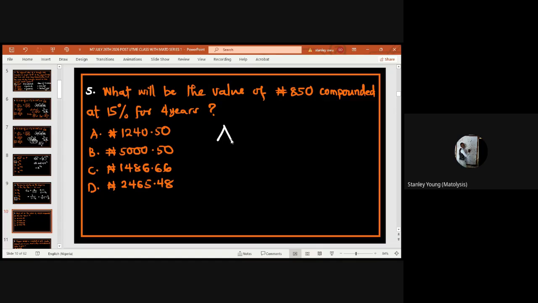For compound interest, I'll just give you a straightforward formula. The amount is going to be equal to the principal times 1 plus R, raised to the power of n. The n in this case is the number of cycles involved, the number of years involved. P means principal and R is the rate. So in this case, our rate is 15%, which you write as 15/100. Our principal is given to you as 850.